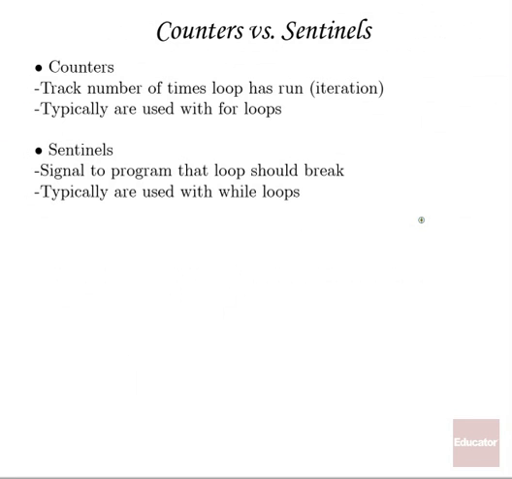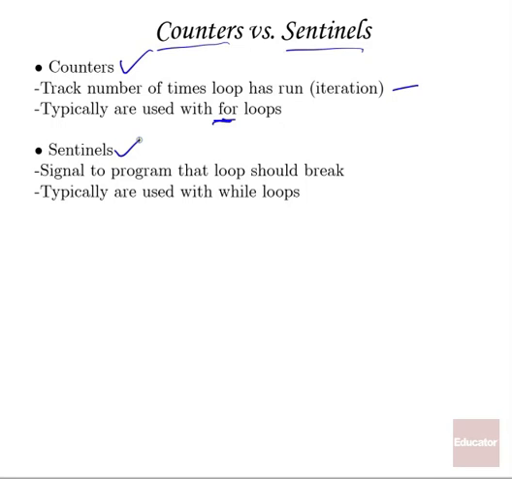Now, while you've got a counter set up, this counter will either track the number of times the loop has run, and then if you want that loop to break by a user-entered signal, then you're going to use a sentinel. So let's contrast what a counter is with a sentinel. A counter tracks the number of times the loop has run, or its iteration, its repeating values, and typically counters are used with for loops.